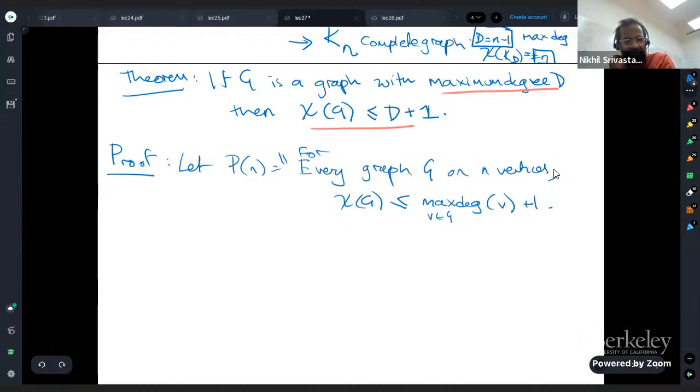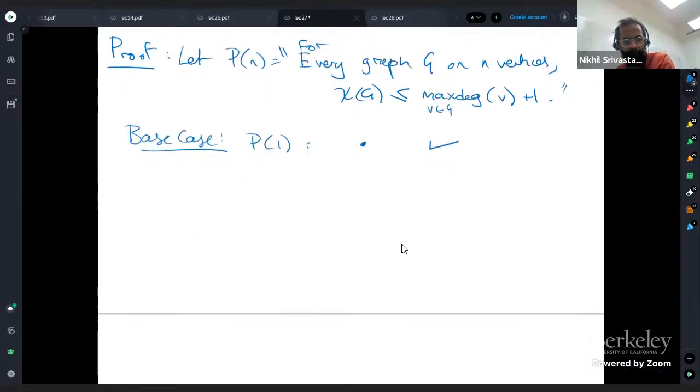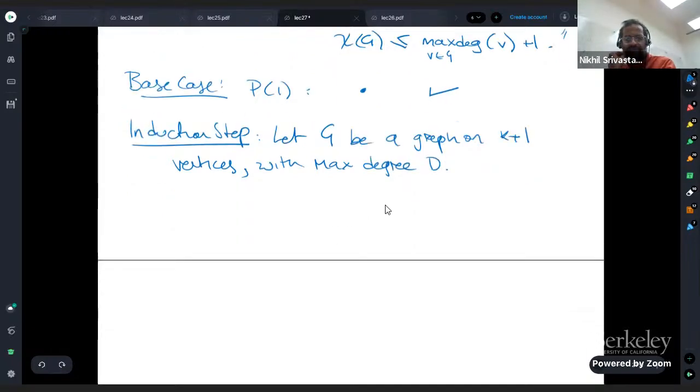Okay, so the base case is easy. Well, with one vertex, this is the only graph. So indeed, the maximum degree is 0, and it's one colorable, so that's fine. Now the induction step. So let G be a graph on k+1 vertices with maximum degree D. So I have some graph G.